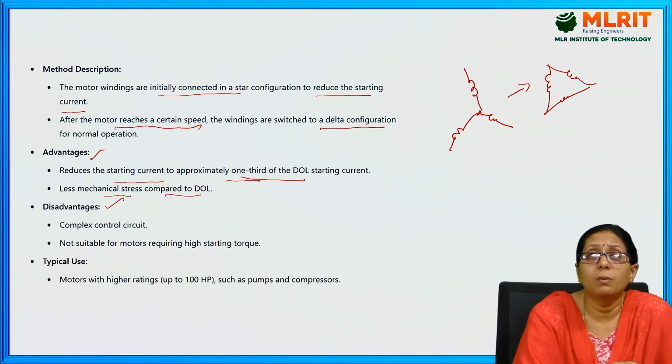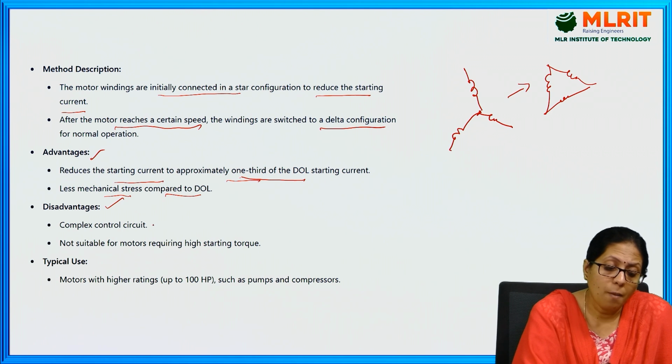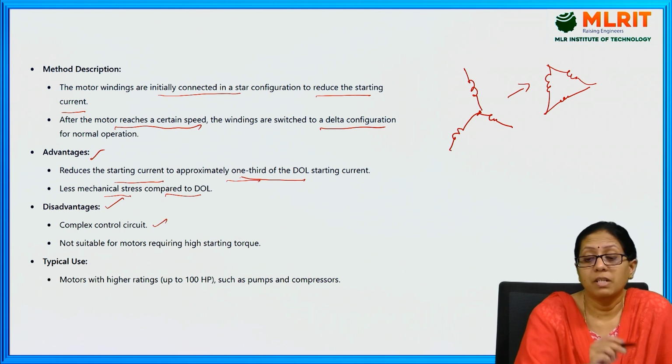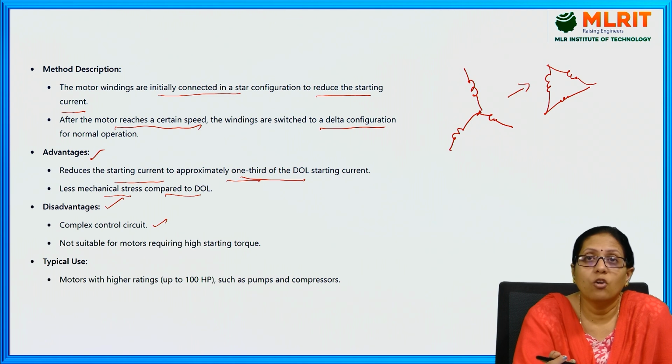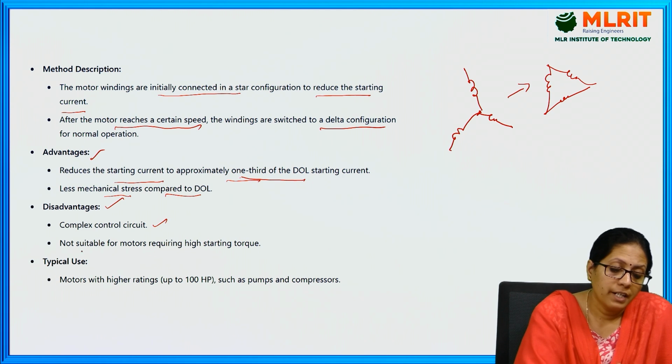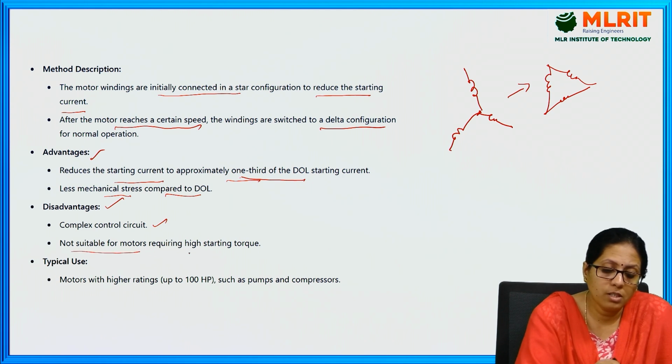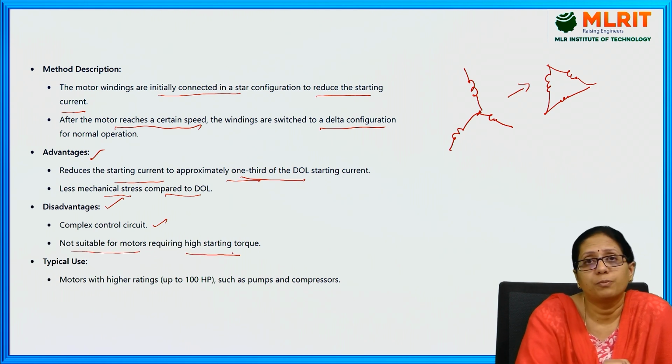What are the disadvantages? It has a complex control circuit. That means the star connection is there as well as the delta connection, and the transformation should be done from star to delta after starting of a motor. This is a little bit difficult, a complex circuit, and it is not suitable for motors requiring high starting torque, when the starting torque of a particular motor is high.